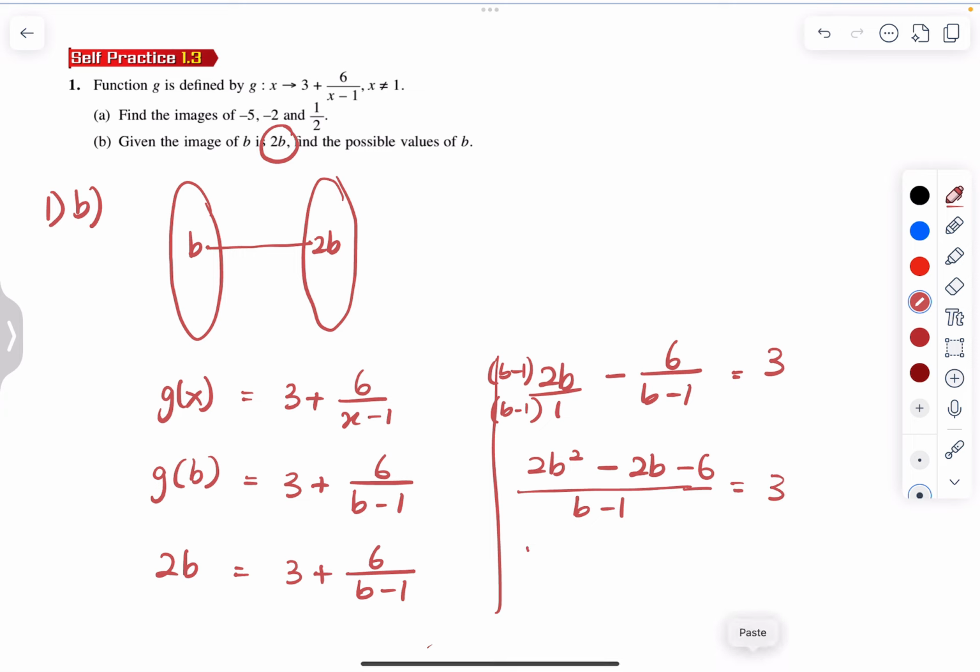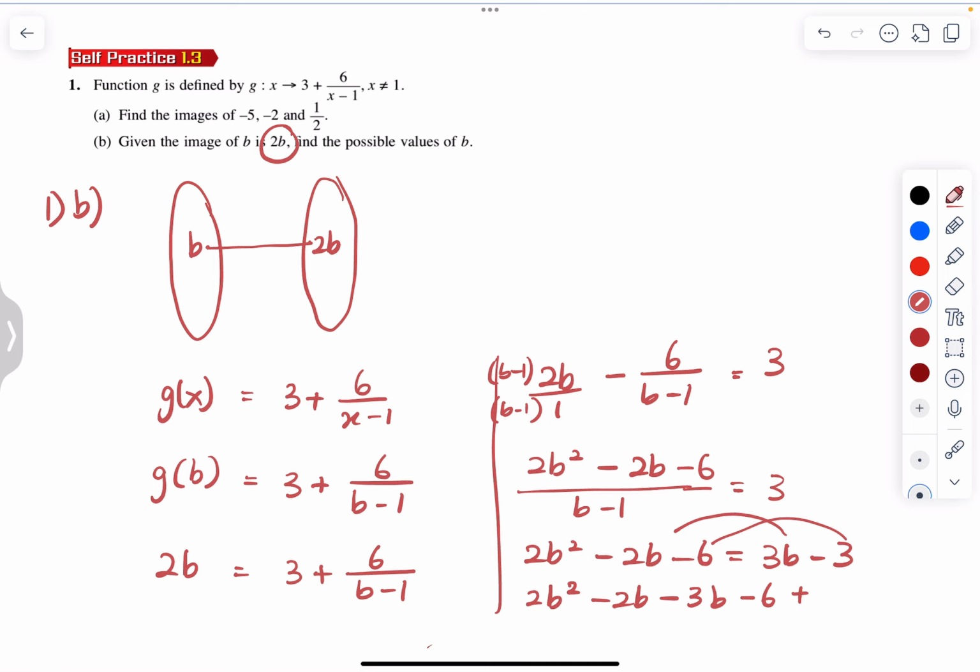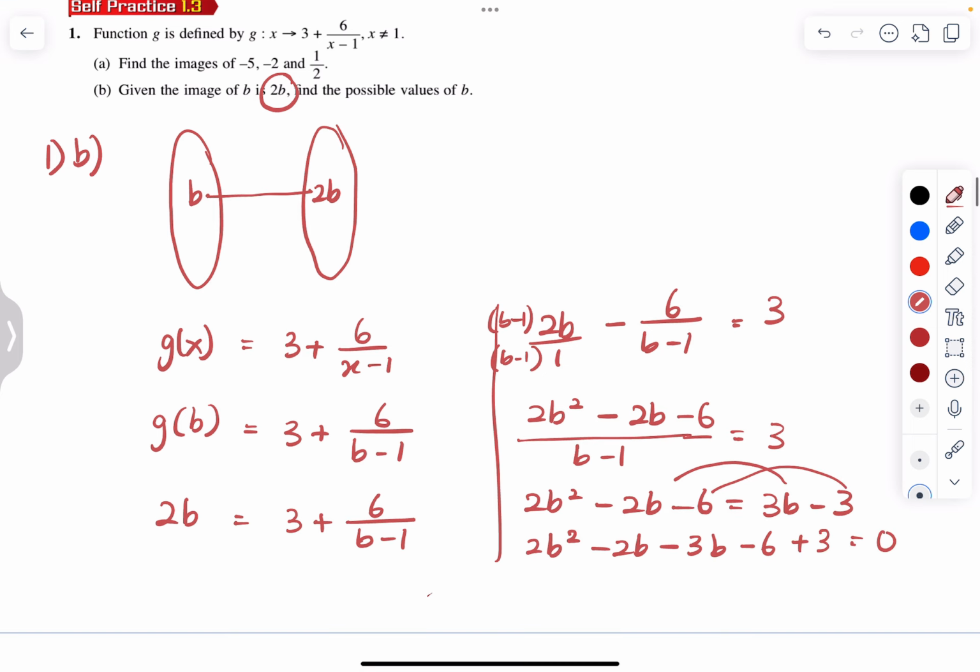So we have to solve this now. 2b square minus 2b minus 6 equals 3b minus 3. 2b square minus 2b minus 3b, the 3 we bring here, minus 6, then the -3 we bring there, plus 3 equals 0. Why do we need to bring it there? Because this is a quadratic function. -6 plus 3, -3, is 0.